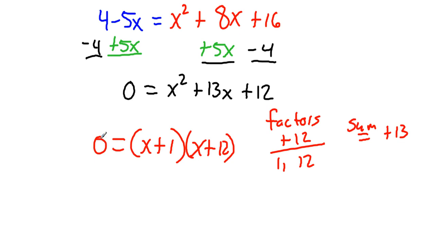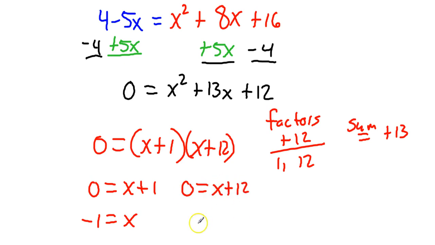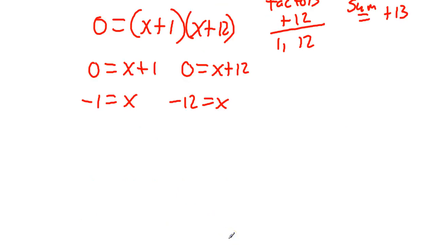Now, solution-wise, they'll change, because if you let 0 equal x plus 1, to get this one by itself you have to subtract, so x would be -1. Same thing for this one, you're going to have to subtract, so x would be -12.